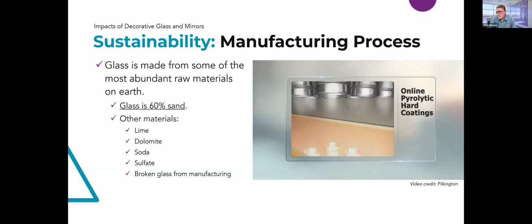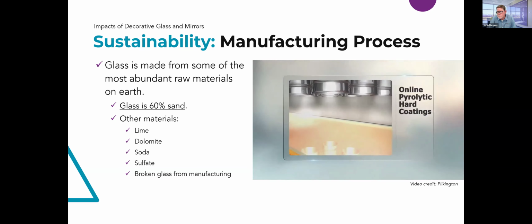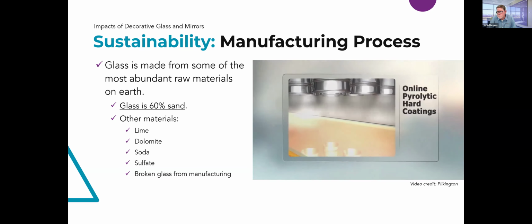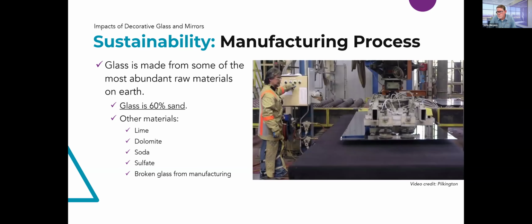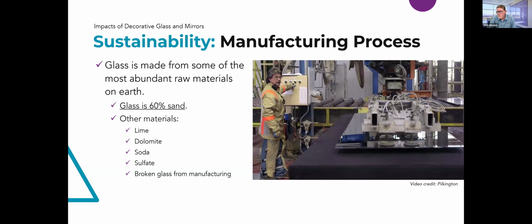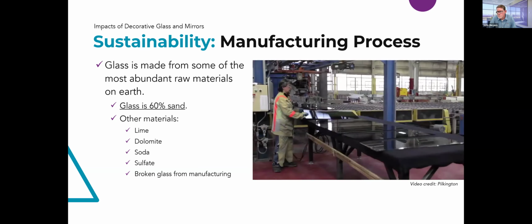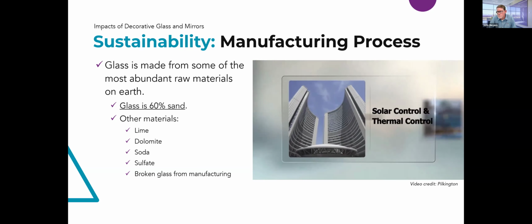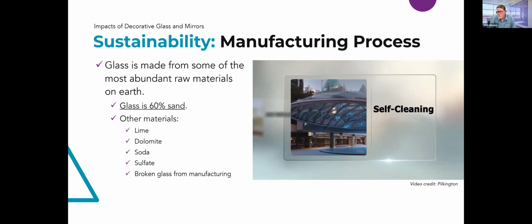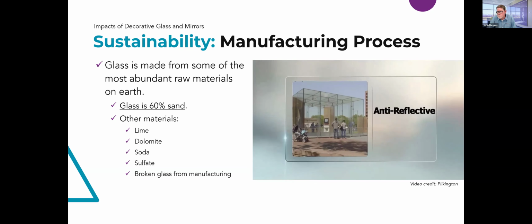Online pyrolytic hard coatings are produced by depositing microscopically thin layers of metallic oxides using the chemical vapor deposition process. This process produces extremely durable products that can be easily handled, cut, tempered, bent, and fabricated. Pyrolytic coated glass include low E coatings for solar and thermal control, self-cleaning, anti-reflective, and many other special applications.